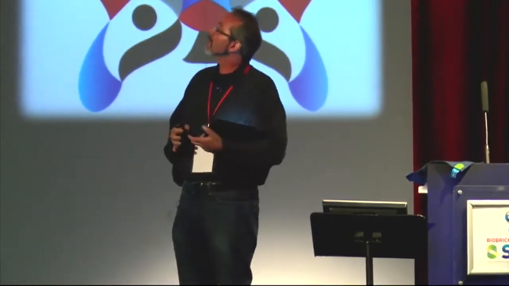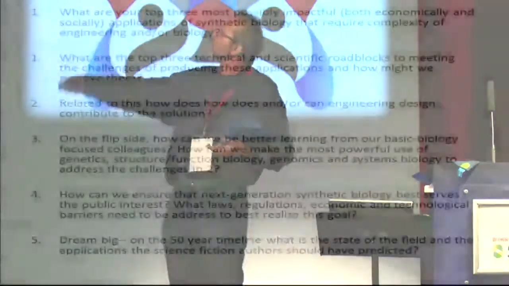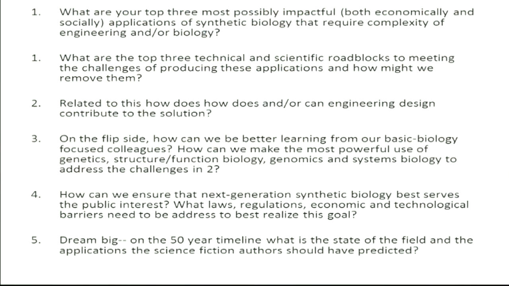So I want to put this in front of our panel, who I'm going to invite up in a moment, which is to ask to focus on questions like these, although I want questions from the audience as well. What are your top 3 applications? Because without the applications, specifications and reliability, all that stuff doesn't matter. You've got to get to the point where you need to build something. What are the roadblocks here technically and socially? How can engineering design approach these things? And how can we better learn from our basic biology colleagues for what the real issues are in making things operate reliably and robustly on evolutionary time and in space?